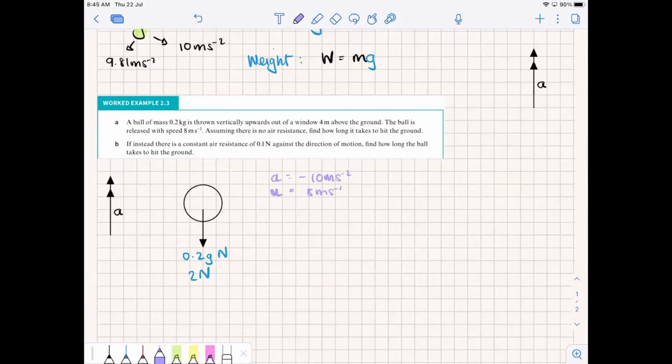Right? This is where direction becomes important. We're throwing the ball up and we're considering up to be the positive direction. But we could have flipped all of this around. We could have changed that acceleration arrow to the opposite direction. I'm actually going to label that as minus 2 newtons, right? It's acting in the opposite direction.